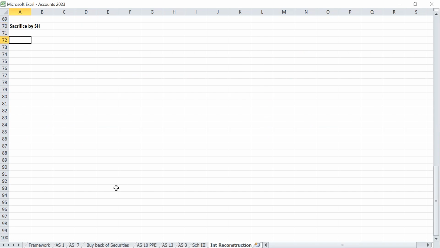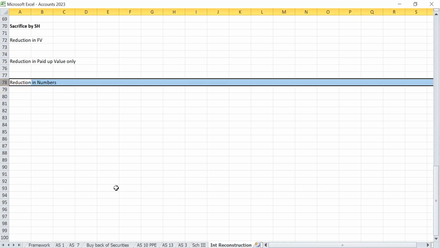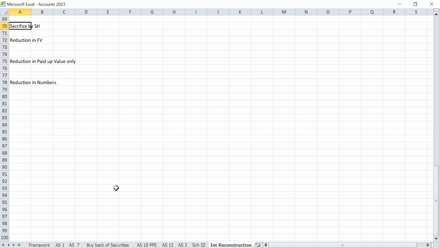For example, reduction in face value, reduction in paid up value only, and reduction in numbers. These are the three ways the sacrifice can be done by the shareholder. First, reduction in face value: obviously face value and paid up value are implied. Reduction in face value means what? Paid up value and face value.